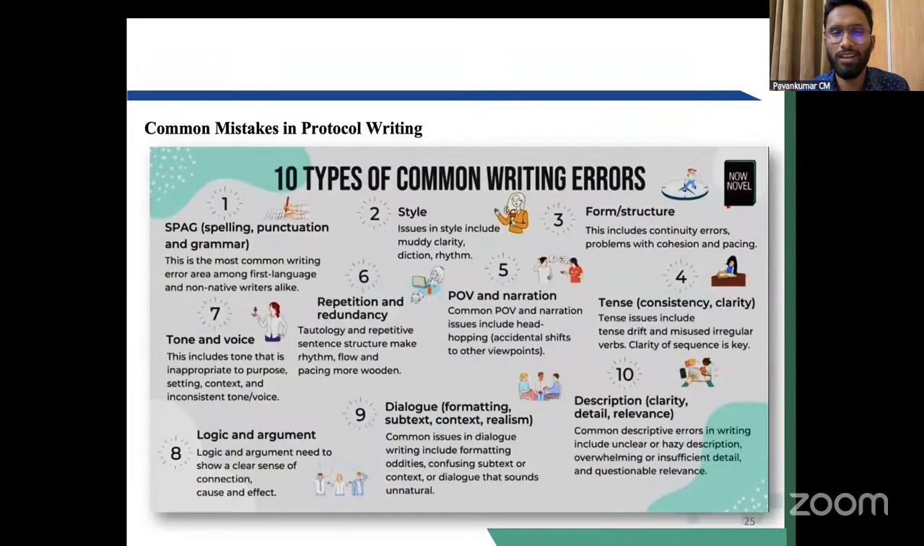And these are common mistakes in protocol writing: maybe spelling, punctuation, and grammar, which we are not focusing on. We focus just on the research, but when a standard researcher is going to validate your research, we have to consider all these things. Also the style and form, and how we stop continuity errors and problems. Cohesion and pacing we have to look at, and also the tone and voice is very important.